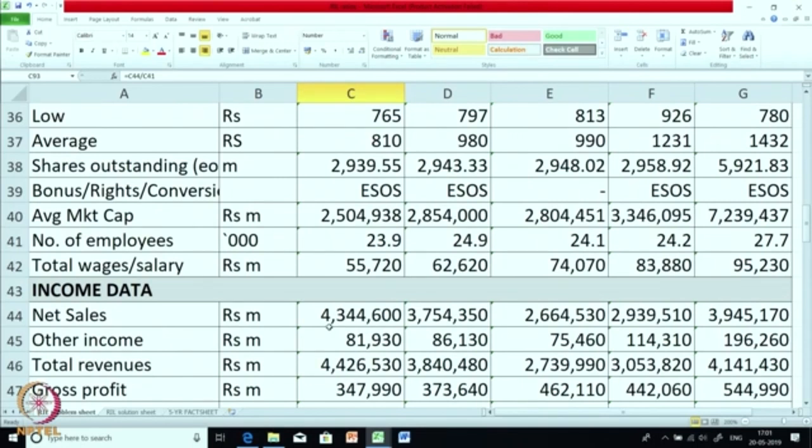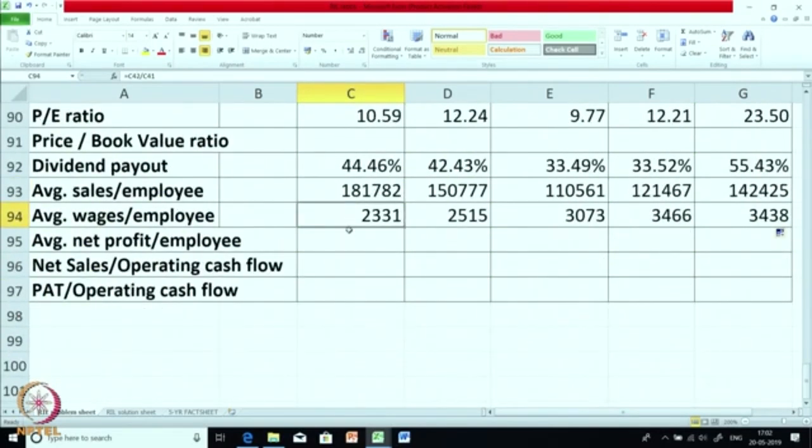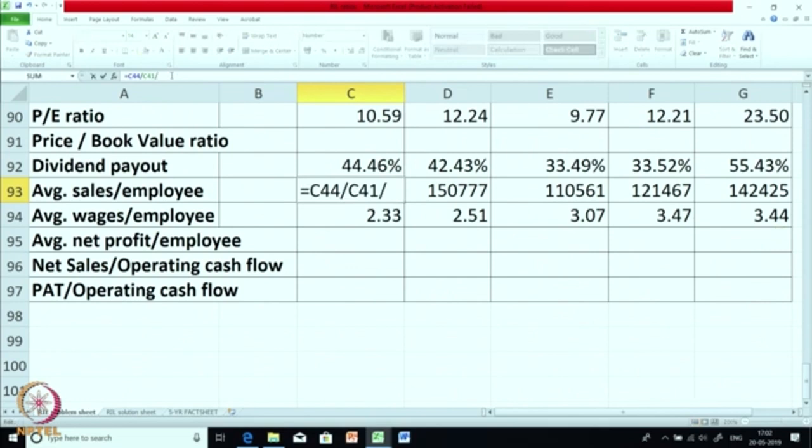There is some confusion in this data because the number of employees is in thousands. That is why we are getting a very high figure. So do not worry, they are not getting that much of an amount. What we are doing is, we are taking the total amount in million and dividing by the number of employees in terms of 1000. So further we need to divide by 1000 to get the correct figure. So then we will get just 2. Same way, even for average sales per employee, it was necessary to divide it by 1000.